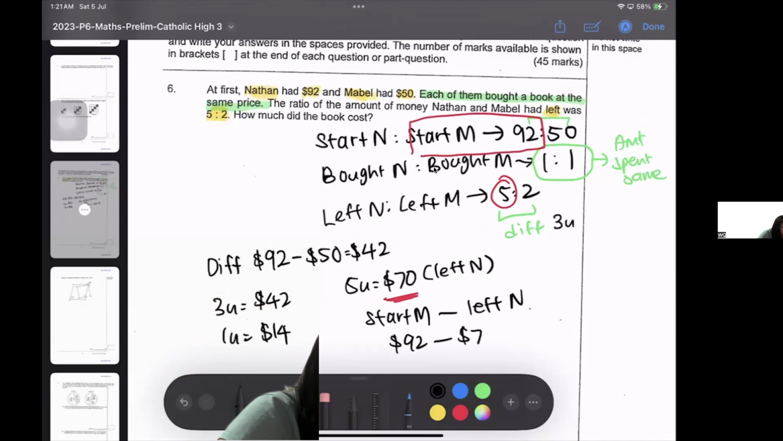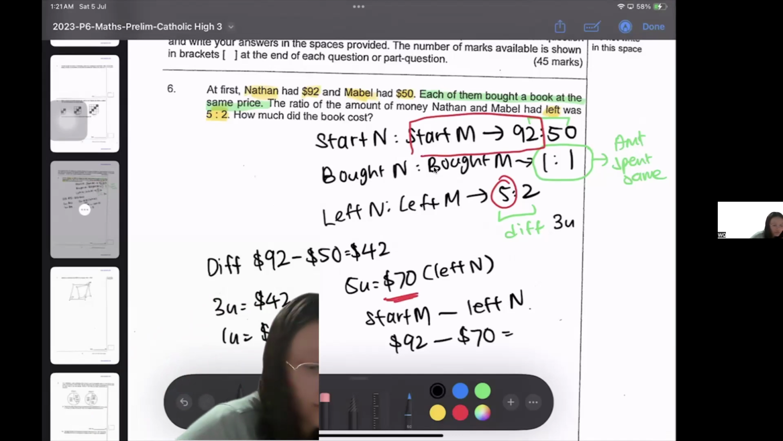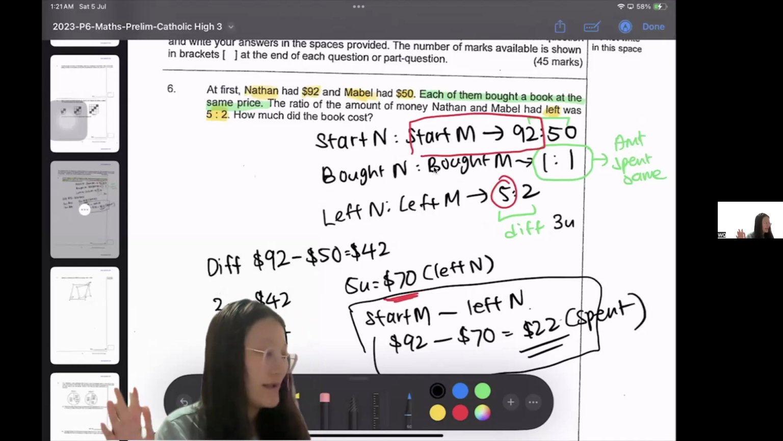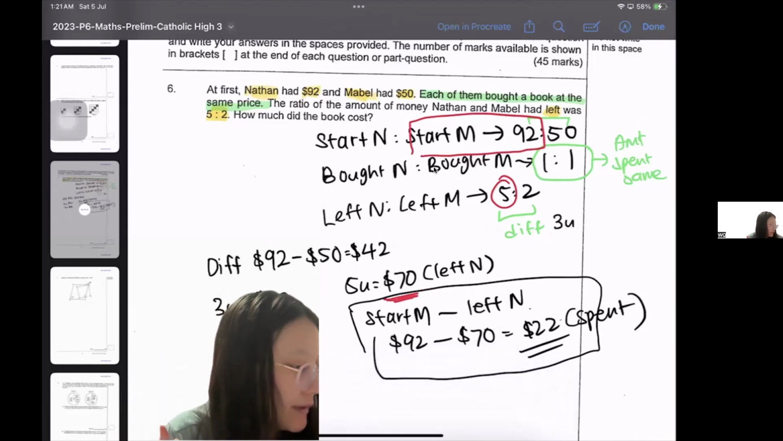$92 minus $70 equals $22. So the book cost $22, okay? Because you see, I took the start minus the left, that will give you how much she spent, right? $22 is how much she spent. So that is the answer. Okay, let's move on to the next one.